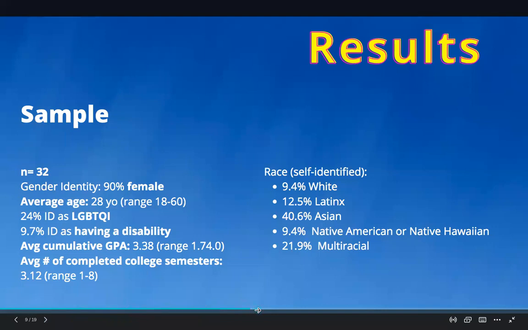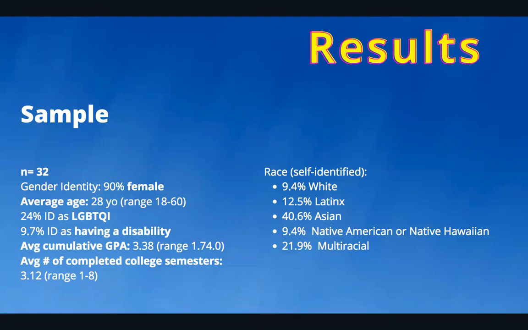So the sample was 32 students, 90% female. Average age was about 28. 24% identified as LGBTQI. About 10% identified as having a disability. Average cumulative GPA was relatively high, 3.38. They had completed about 3 college semesters. Race was very diverse. Gender, not so much.